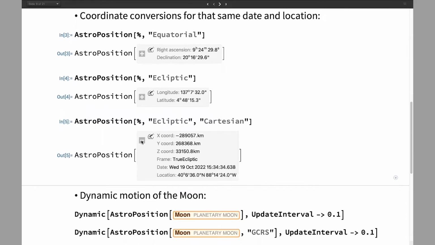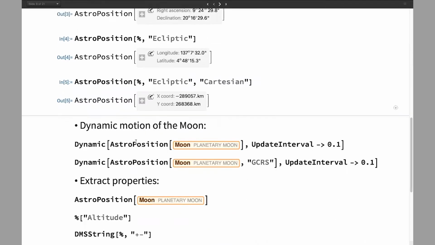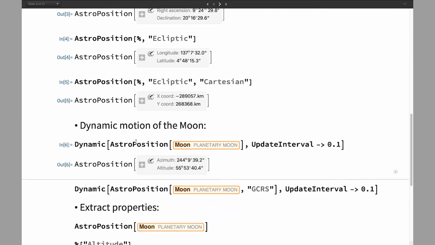Okay. Something fun is to do dynamic computations, right? And so we see here how the moon is moving. Now, this motion is not actually due to the moon. It's mostly due to our rotation. If we want to look at the moon, how it's moving, really, we do this. We just call this from one of the frames that do not move with respect to the stars, right? And so we see how that motion is actually much slower. So let me remove this.